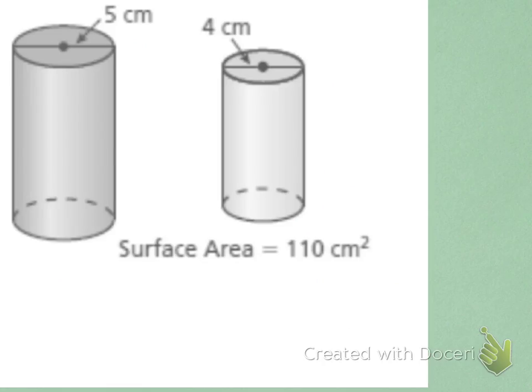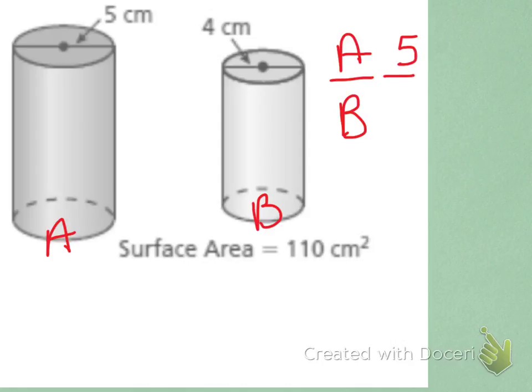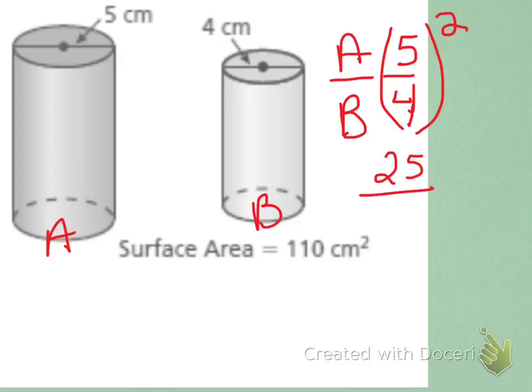Let's try another one. Here we have two cylinders, and we're given the diameters of both cylinders. I'll call the first one A and the second one B. So I always like to label A over B. Then we have 5 over 4. Remember, we have to square it because we are given the surface area of the second one. So 5 squared is 25, and 4 squared is 16.